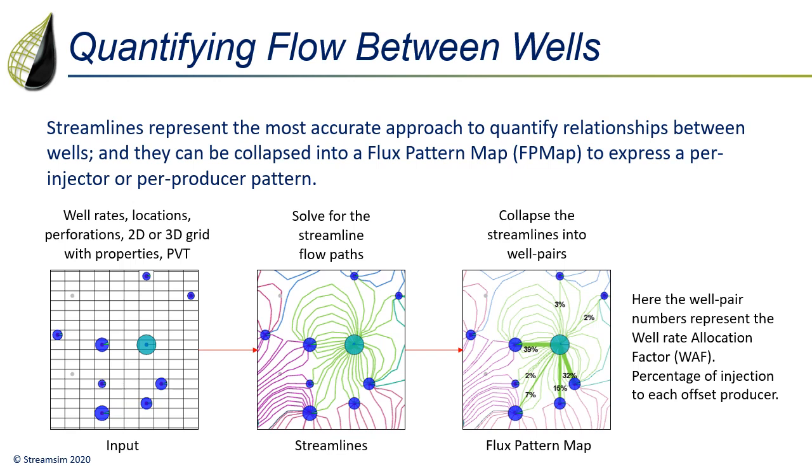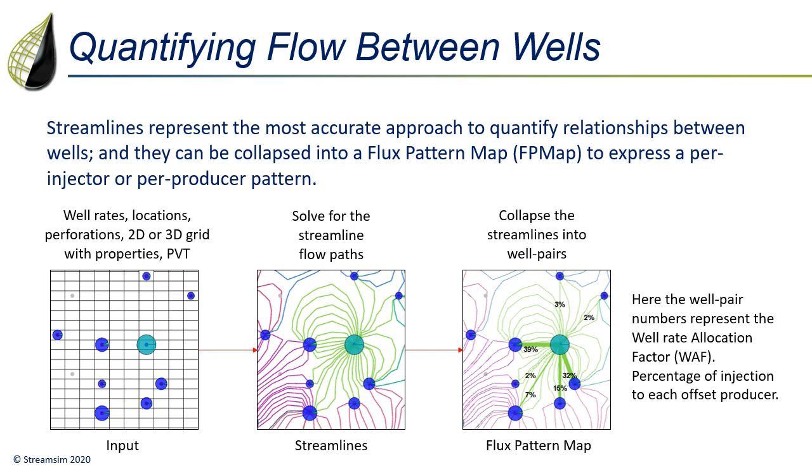The answer is using streamlines. Streamlines represent the most accurate approach to quantify relationships between wells, and they can be collapsed into a flux pattern map to express a per injector or per producer pattern. Streamlines are traced using a numerical model that computes the total velocity at a given time using well rates, well locations, well perforations, fluid properties, and grid properties as input, schematically indicated by the left picture. This is equivalent to solving for pressure in a reservoir simulator.